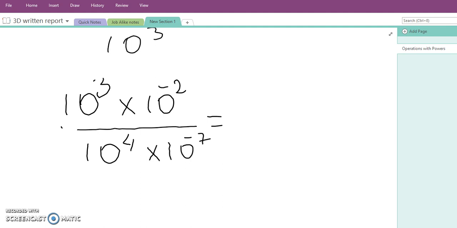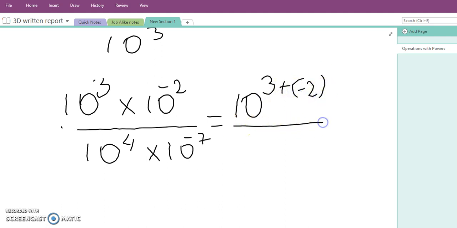So first, let's do the numerator. 10 to the 3 plus minus 2, and let's put the stuff in the denominator as well. I'm just using the addition rule. The addition turns your multiplication into addition. So instead of 10 to the 4 times 10 to the negative 7, it is just 10 to the 4 plus minus 7.